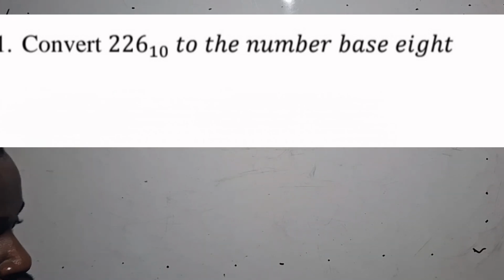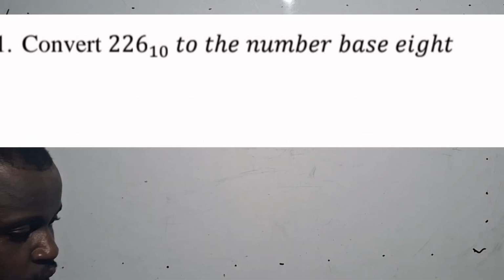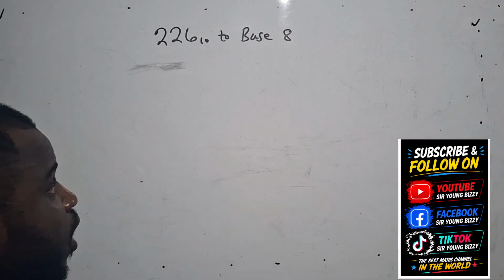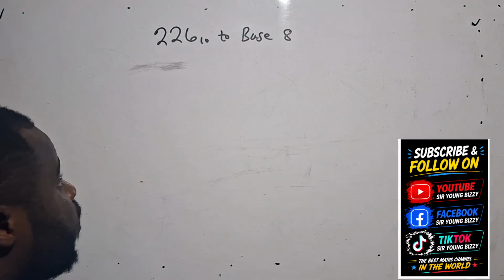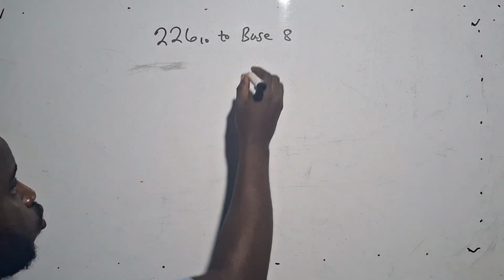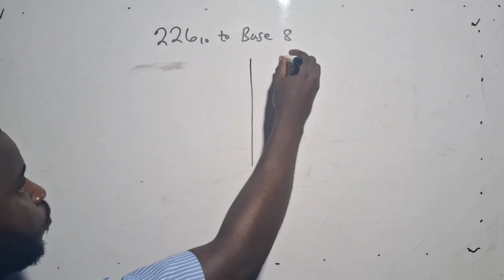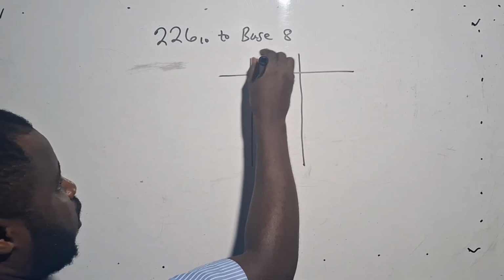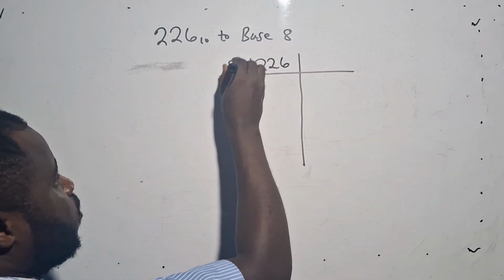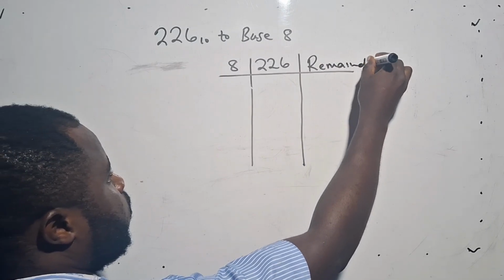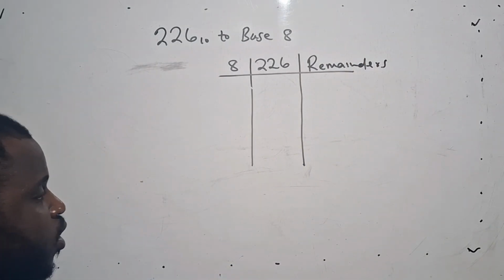So our very first question says that we should convert 226 base 10 to base 8. Yes. So I'm going to draw my table. The number 226, then 8 here. So my remainders are going to be here.